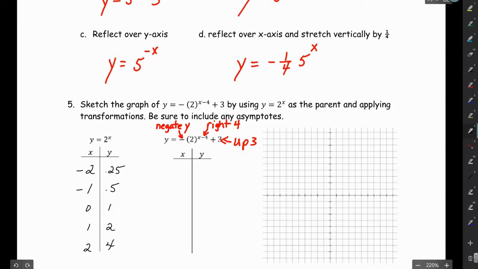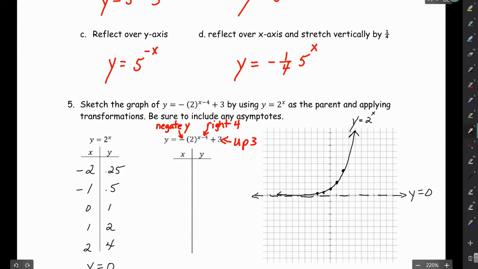And we know with this function that the asymptote is going to be at y equals 0. We haven't moved it up or down. So let's graph that. And like you've noticed, I've been putting in my asymptote like a dashed line. So we want to label that as y equals 0. And this is our function y equals 2 to the x.